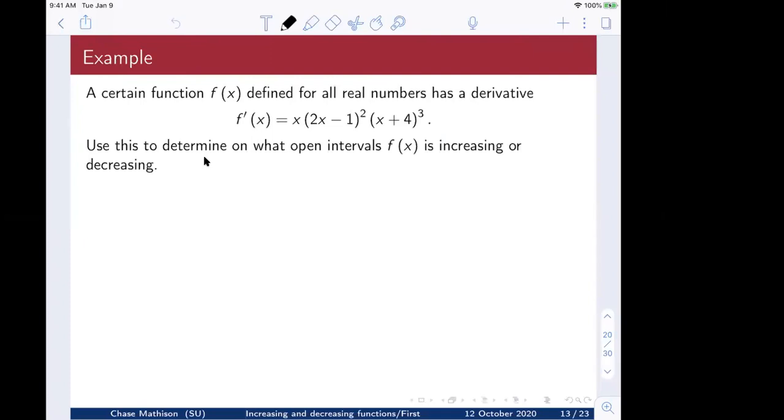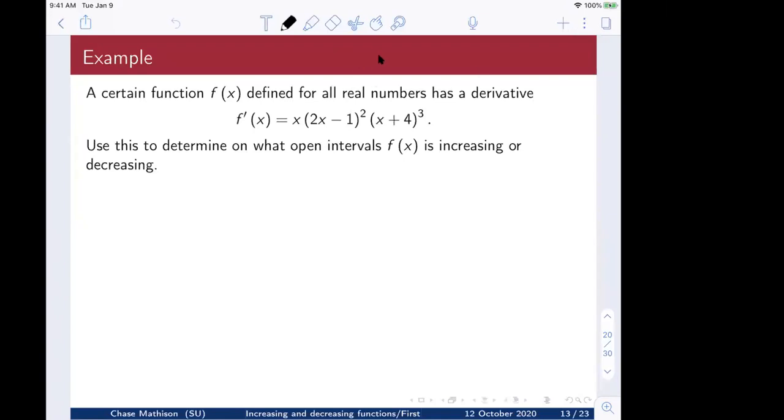Okay, so like I said, today we're going to pick up from where we left off. So we're talking about increasing and decreasing functions today still, and the first derivative test. We're going to cover the first derivative test today. Okay, so as a review of increasing and decreasing functions, a certain function f of x defined for all real numbers has the derivative f prime of x equals x times (2x minus 1) squared times (x plus 4) cubed. Use this to determine on what intervals f of x is increasing or decreasing.